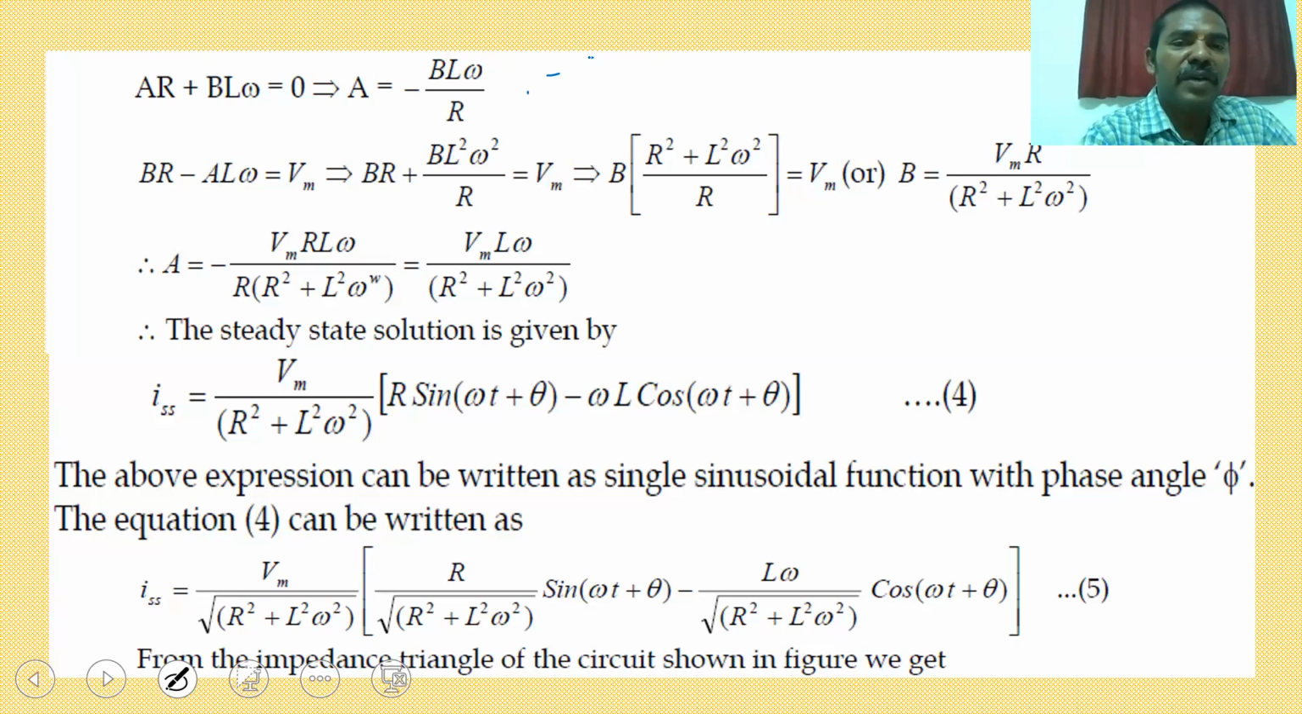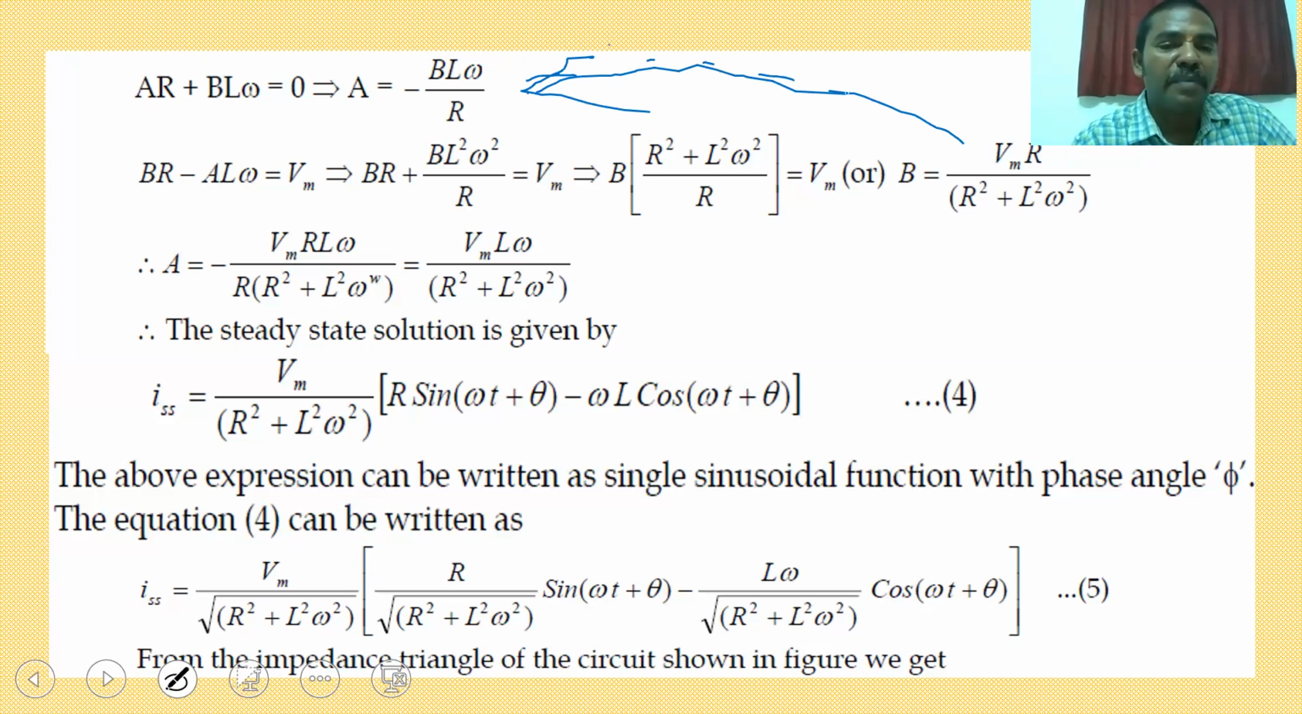Substitute the B value for finding the value of A. So A is equal to minus Vm R L omega divided by R into R square plus L square omega square, or minus Vm L omega by R square plus L square omega square. Once you have calculated the A and B values, the steady state current, or particular integral current, ISS is equal to Vm by R square plus L square omega square times R into sin omega t plus theta minus omega L into cos omega t plus theta.